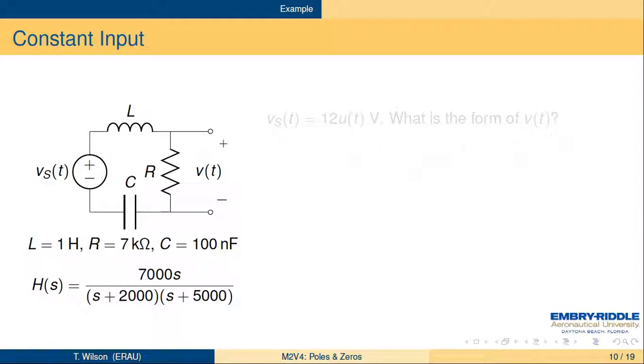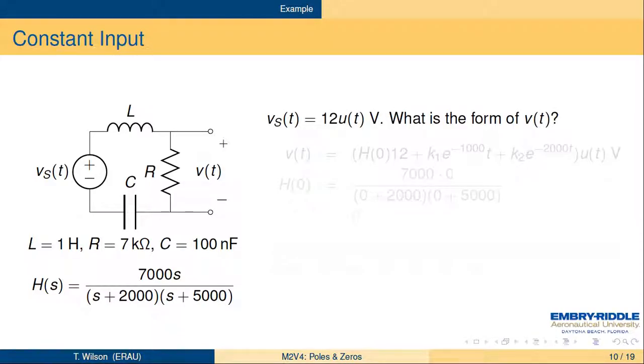What if we put in a constant instead? What if we just put in a 12-volt step function here? So what's going to be the form of the output then? Well, we go through the same motions. It's h of 0 now, because the frequency of the exponential is 0 to get a constant, times 12, plus k1 e to the minus 1000t, etc. Again, that should be e to the minus 1000t, not e to the minus 1000 times t. And then k2 e to the minus 2000t. So the middle term is an exponential of rate minus 1000.